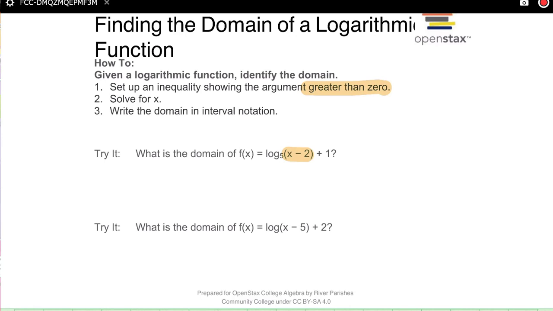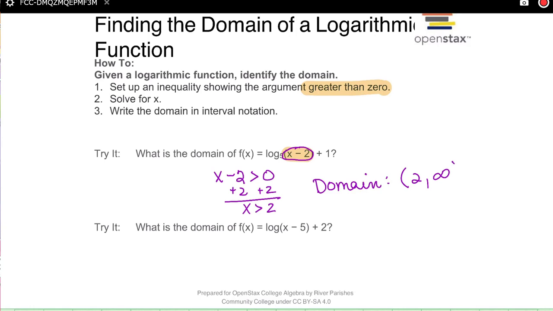What's the domain of log base 5 of x minus 2 plus 1? We're only focusing on what's inside the parentheses. That is what we know has to be greater than 0. So we will add 2 to both sides and solve. And we get x has to be greater than 2. So that means the domain in interval notation is from 2 to infinity. No brackets here, just parentheses.